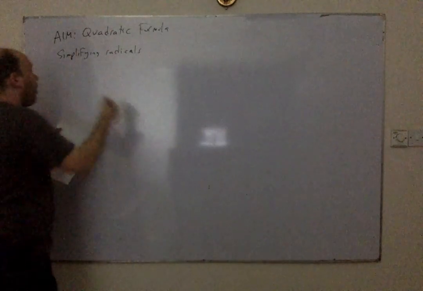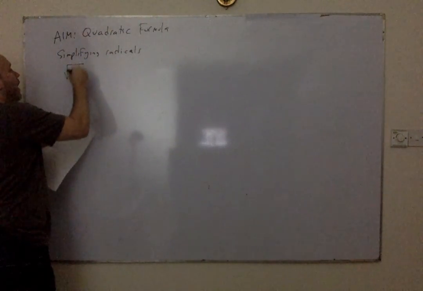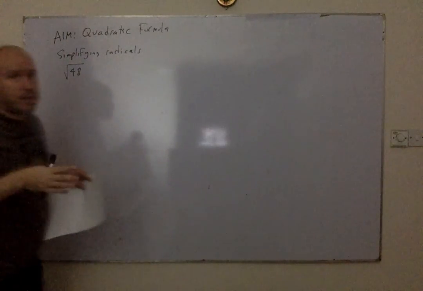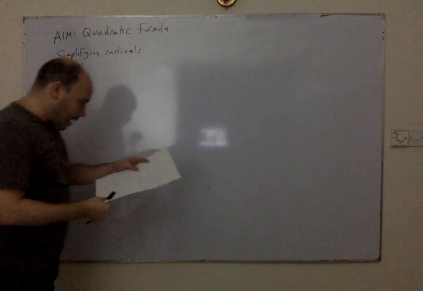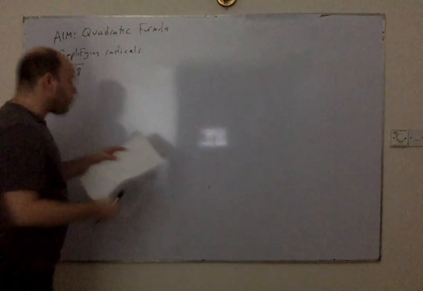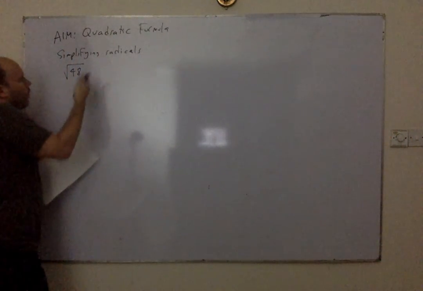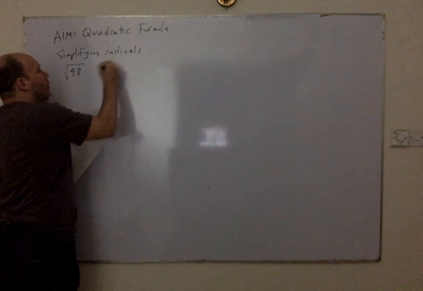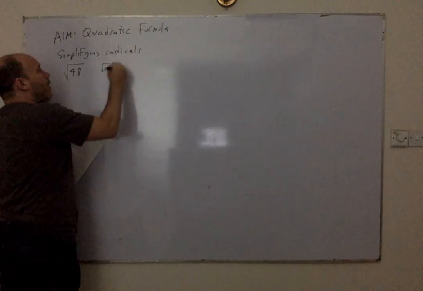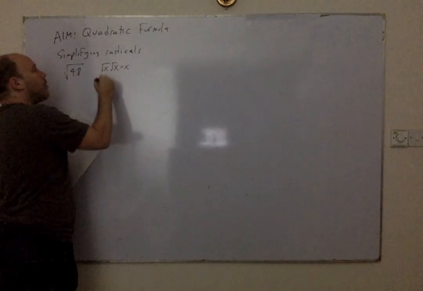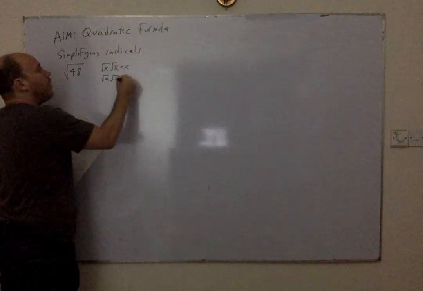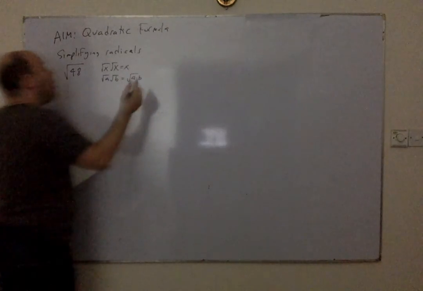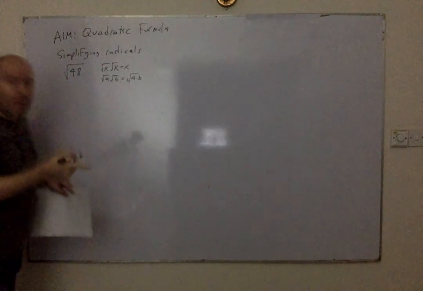So, for example, you might see radical 48. There's an expectation that at this point you've seen radicals. So the idea is, how do we simplify this? Well, we need some rules. We know that radical x times radical x equals x. We also know that radical a times radical b equals radical a times b. So, how do I simplify a radical?